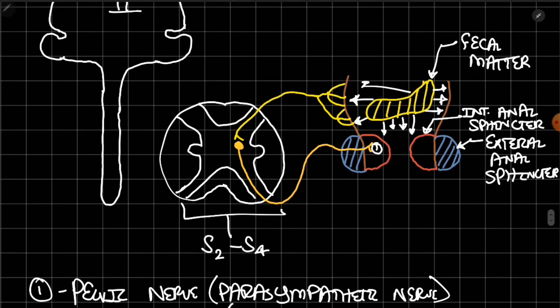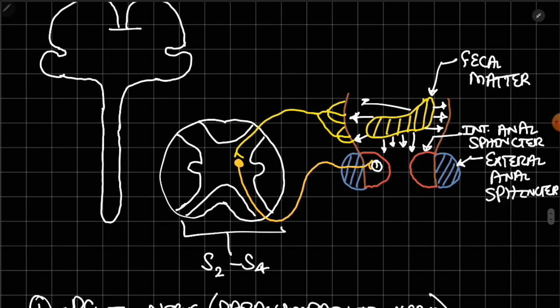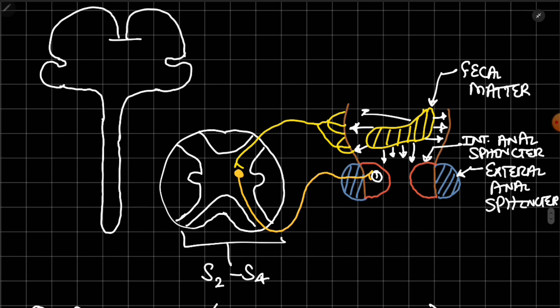Now, the fecal matter doesn't fall out of the body. Why doesn't it fall out of the body? Because of this external anal sphincter. Now, the internal anal sphincter is relaxed. Now the fecal matter will create more pressure. We will get an urge to defecate.